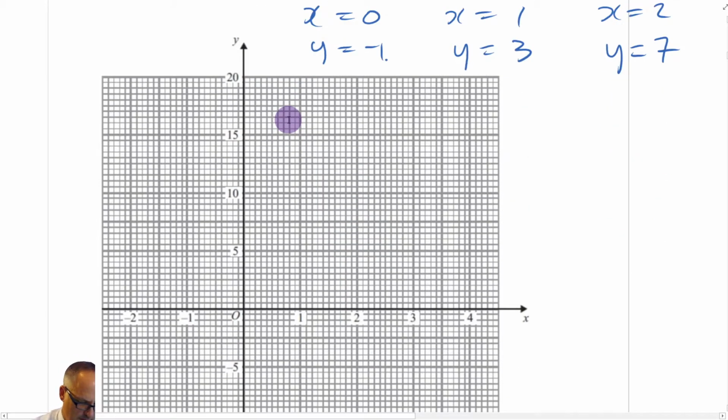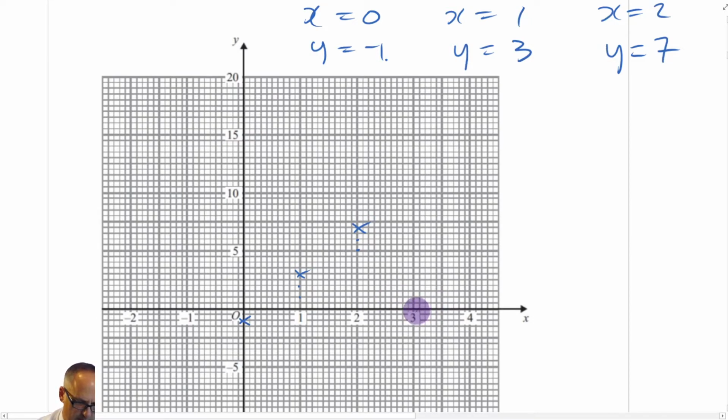So what we can do is plot these values. So we've got 0, minus 1. So if that's 5, minus 1 is going to be there. We have got 1, 3. So that's going to be 2, 4, there we go. It's going to be just there. And then we've got 2, 7. So we need to go 2 from here, go up another 2, and then another 2 to there. And then we can just keep going on.